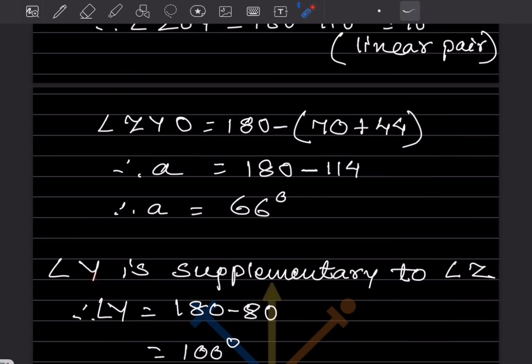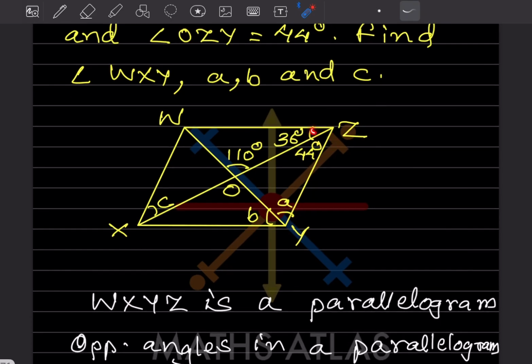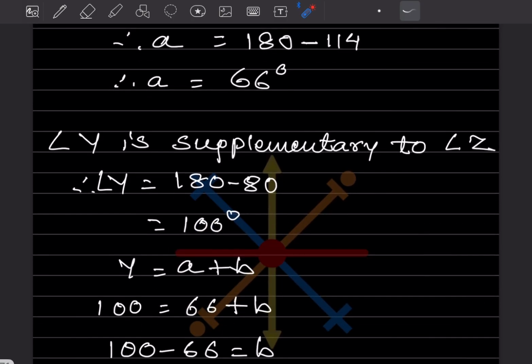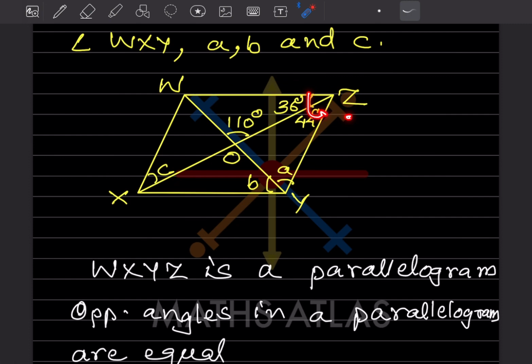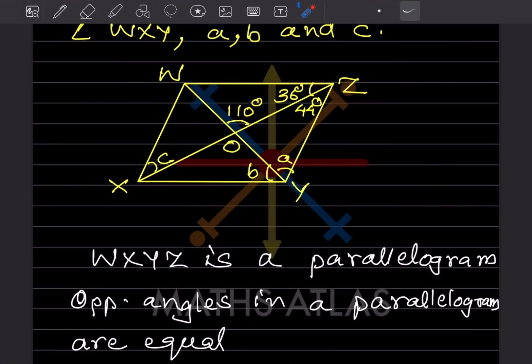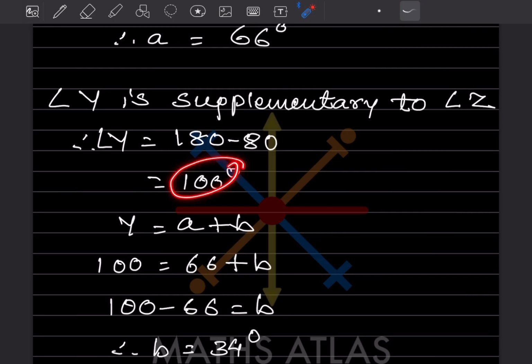So now angle Y is supplementary to angle Z. Y is supplementary to this one, Z. So now angle Y is 180 minus 80, because this is 80. Supplementary means this plus this should be 180, so this is 100. So now here Y is A plus B. Here we got this as 100, A is 66, and B we don't know. So B will be 34.